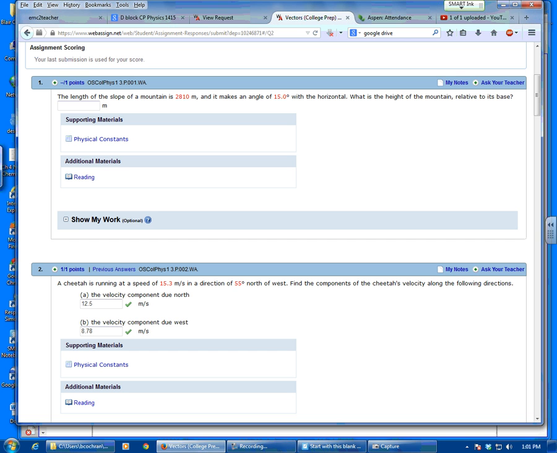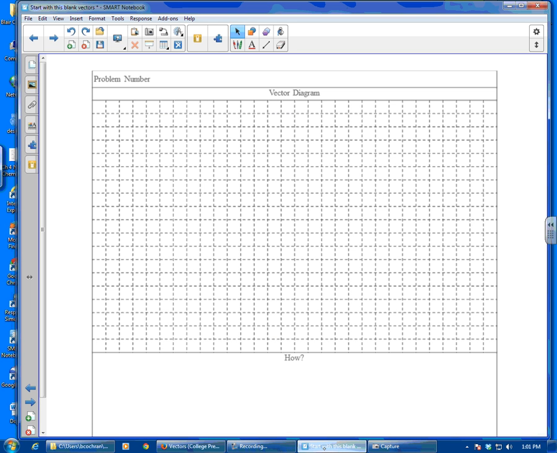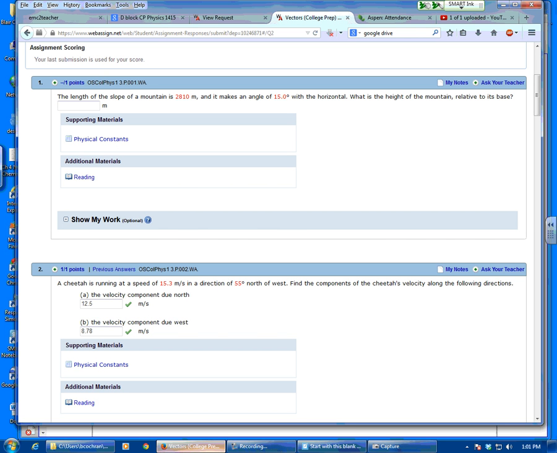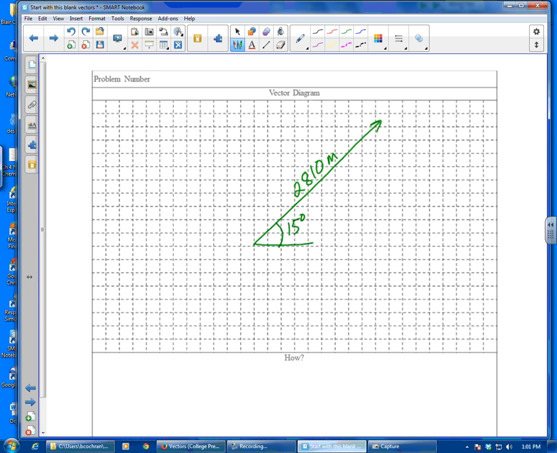2,810 meters and 15 degrees. Paul, that's the whole point of this, with different numbers. Work in parallel. Alright, so number one, I'm given the length of the slope. I'm told it makes this angle with the horizontal, and I want to know the height of the mountain. So I'm going to draw it. I think I'll draw it this direction. There's the length of my slope. Told it makes 15 degrees, 2,810 meters. Yep. And I want to know the height.